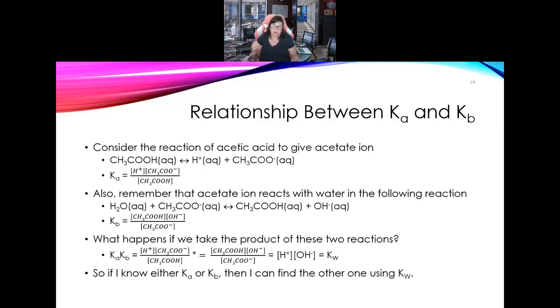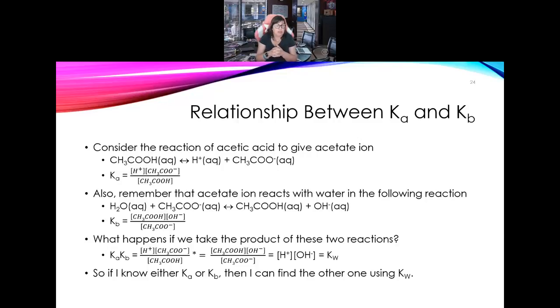Now, what's the relationship between Ka and Kb? Ka is an acid dissociation constant. Kb is a base dissociation constant. So let's consider the reaction for acetic acid, CH3COOH, going to H plus and CH3COO minus. The Ka for that is H plus times CH3COO minus over CH3COOH.